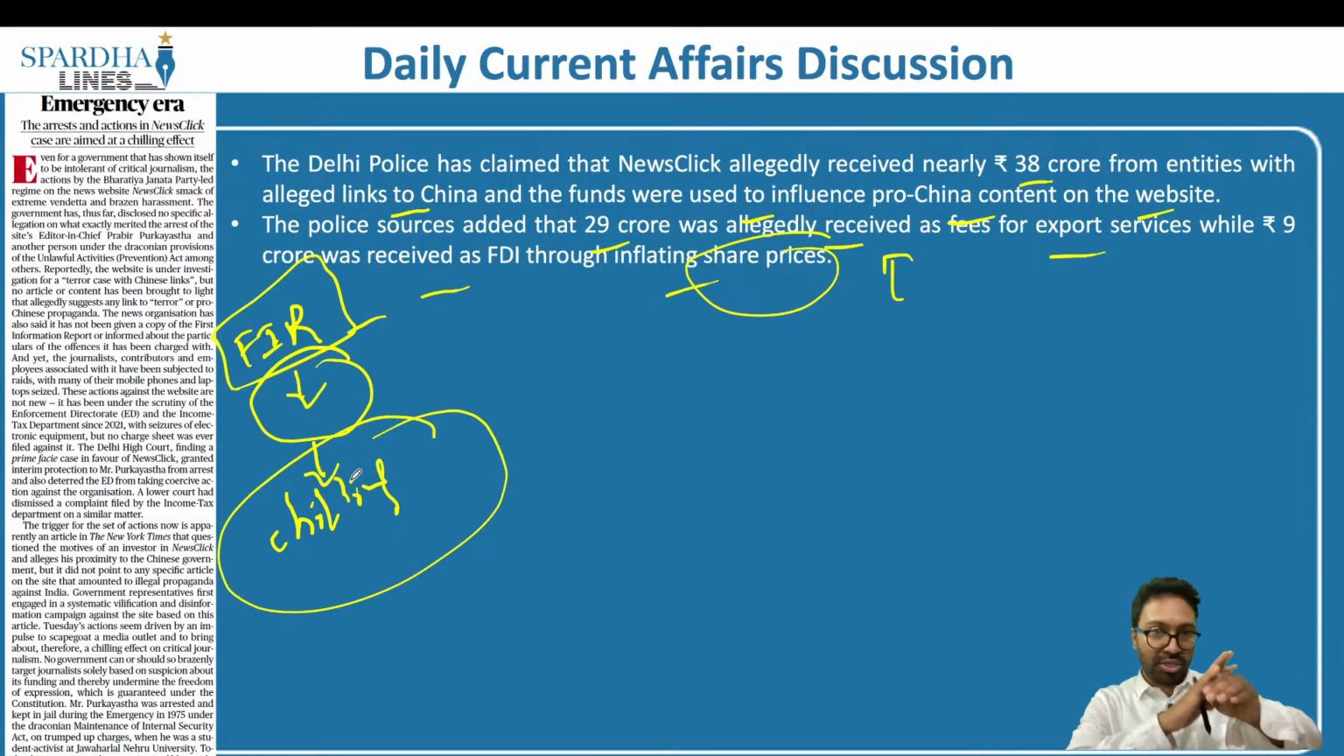So this article primarily goes on to say that in the past there have been similar instances where journalists have been taken and thrown behind bars. This ultimately violates press freedom and the freedom of speech and expression. But at the same time, do note, when there is credible evidence, they cannot also give out the information.